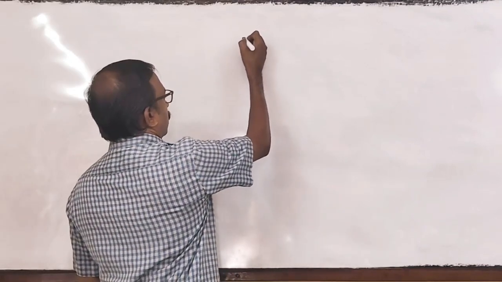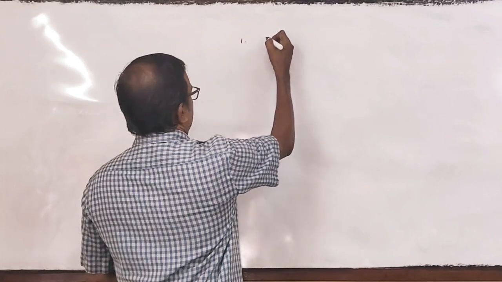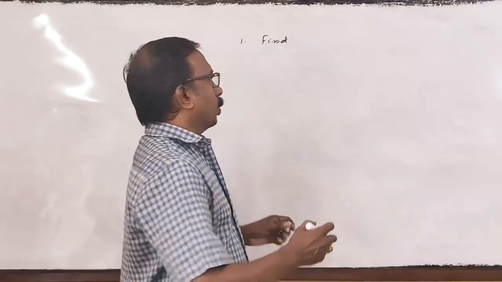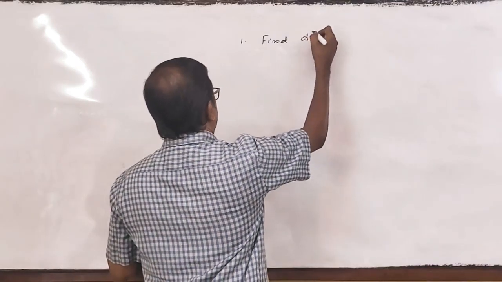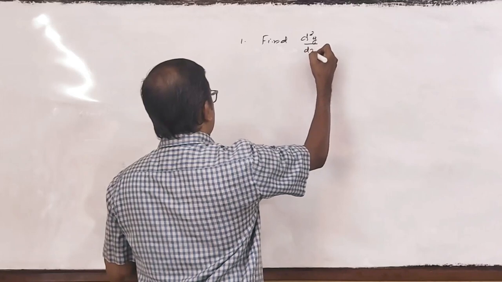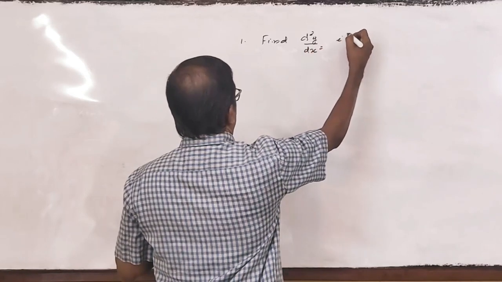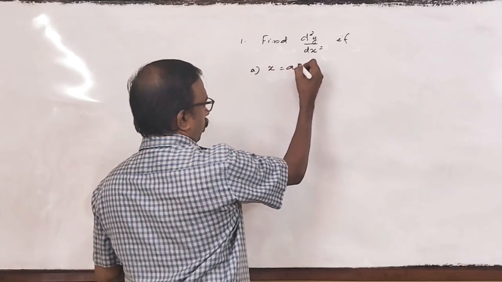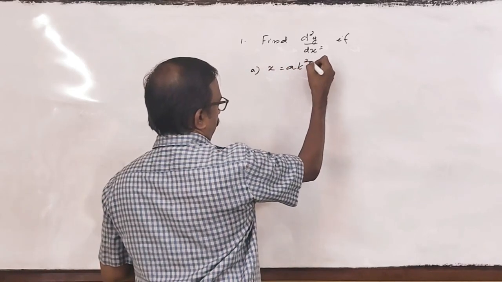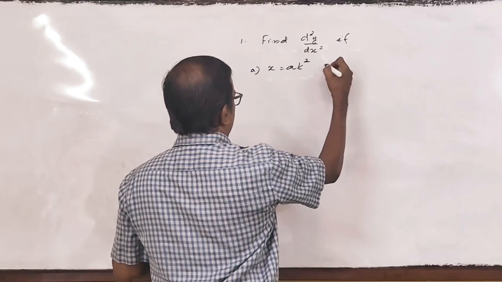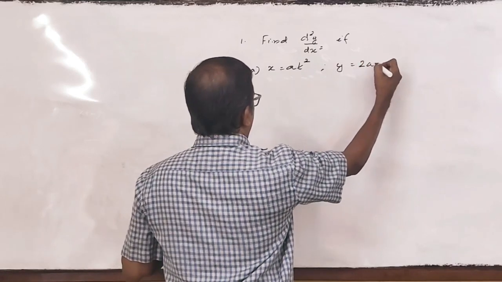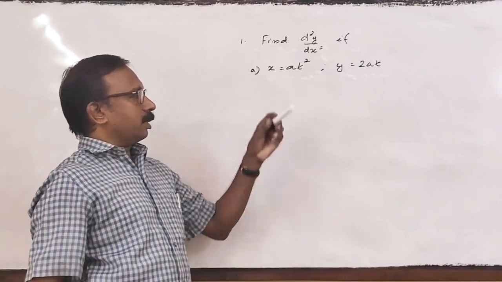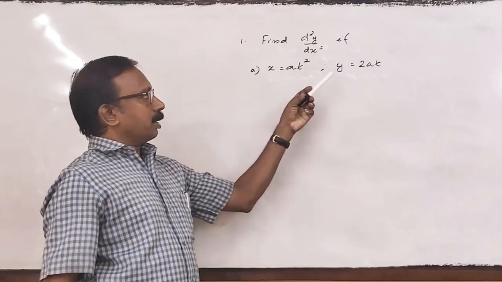First question is, find d square y by dx square if x is equal to a t square and y is equal to 2at. This is a parametric function.